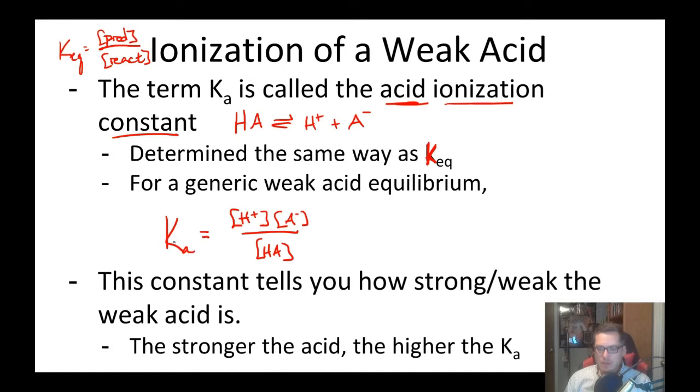So this Ka value essentially tells you how strong or weak your acid is. The stronger the acid, the higher the Ka. Remember, strong acids completely dissociate, and things that completely dissociate go towards more dissociation and make more products. That means your Ka is going to be bigger because your products are on the numerator side, so the bigger your numerator is, the bigger your value is.